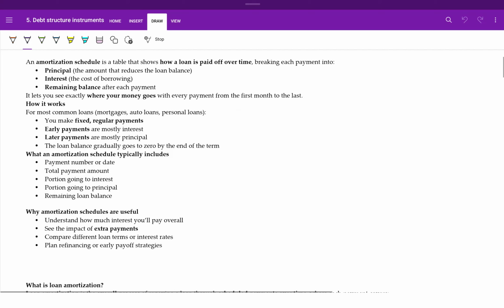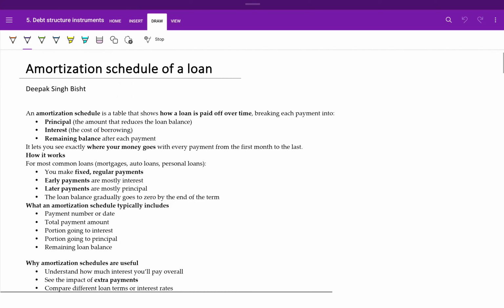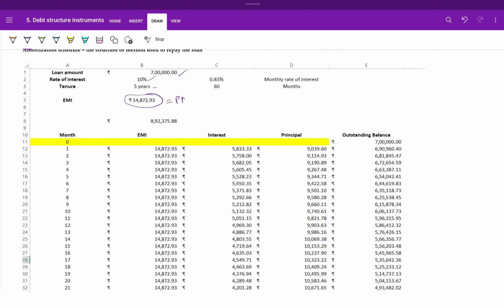Previously, we discussed the amortization schedule in Excel. If you remember, this is what we discussed. We prepared an amortization schedule of a loan for 7 lakh rupees. The rate of interest was 10%. The tenure was 5 years. And the EMI, which we calculated using the formula in Excel, was PMT.